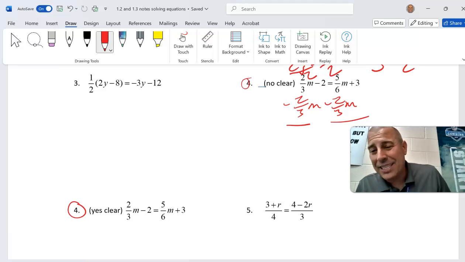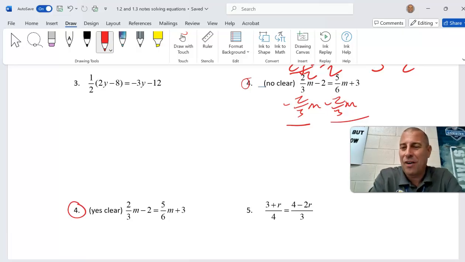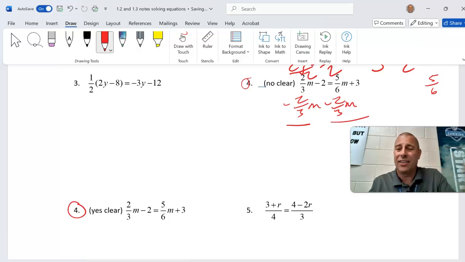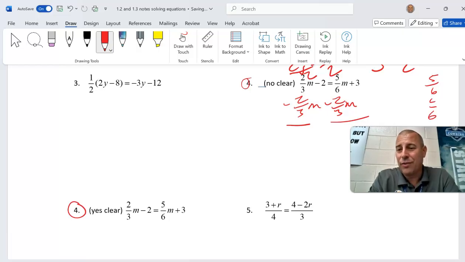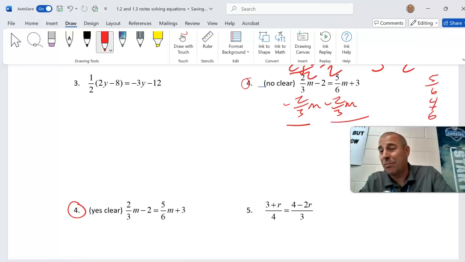I'm going to need a common denominator. So I'll just come off to the side here. 6 is my common denominator. What can 3 and 6 both fit into? Yeah, it can fit into a 6. So 3 times 2 is a 6, 2 times 2 is 4. Yeah, so it's 5/6 minus 4/6.